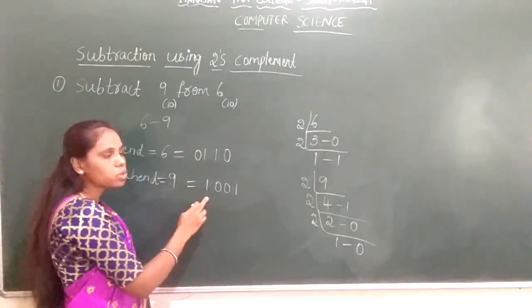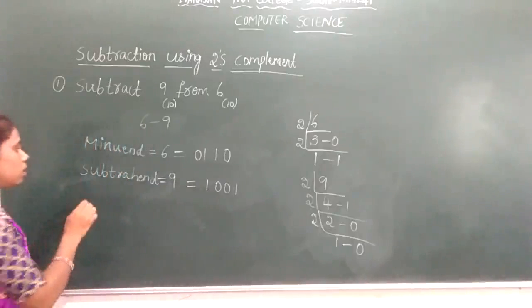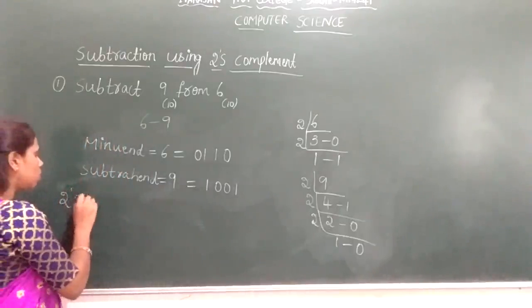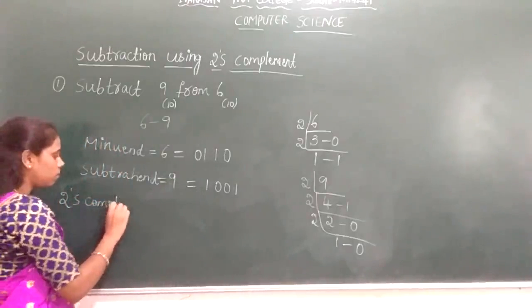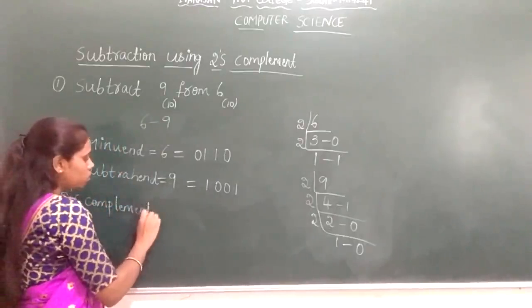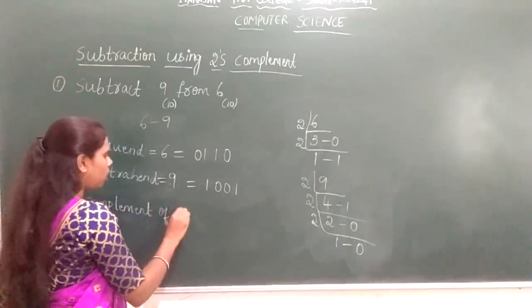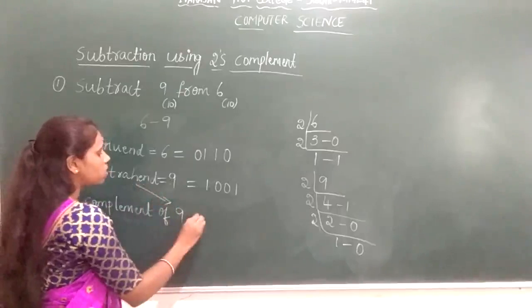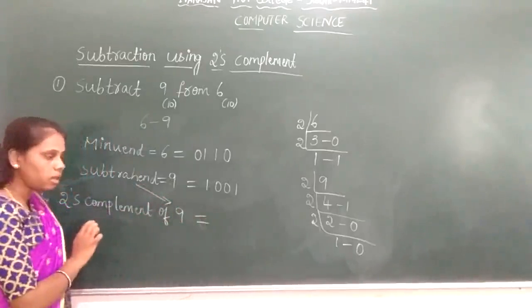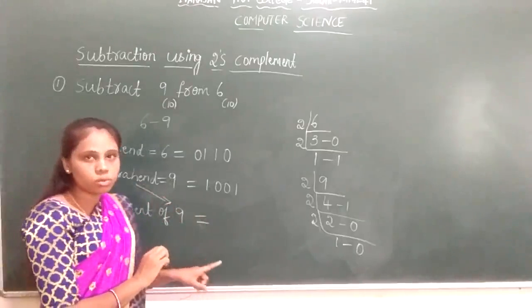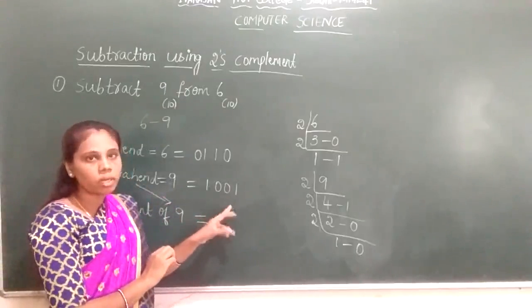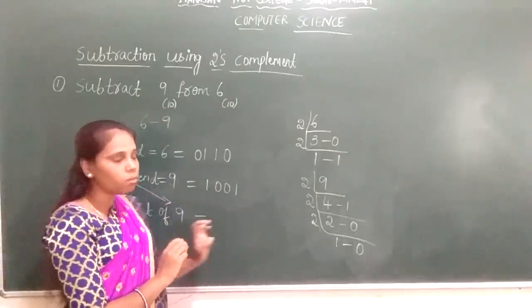Now take the 2's complement of the subtrahend. Here the subtrahend is 9. So how to find the 2's complement? First take the 1's complement, then add 1 to the least significant bit.